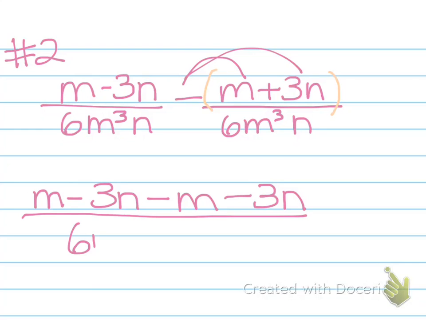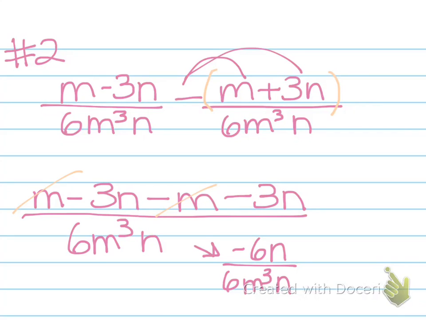And then we have 6m to the third n. Alright, so after we subtract it, we have m minus m, which cancel out. And then we have 3n minus 3n. And this gives me minus 6n over 6m to the third n. So we're going to do like we did in class the other day, and we're going to simplify this. The 6's cancel out, so do the n's. So my final answer is negative 1 over m to the third.